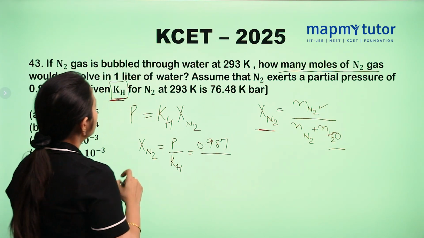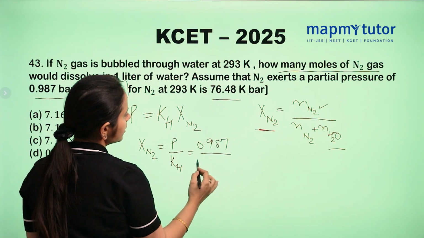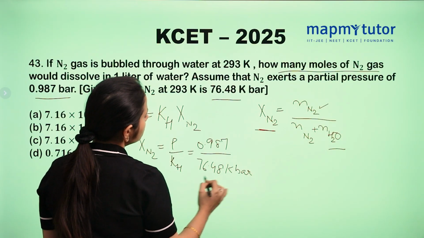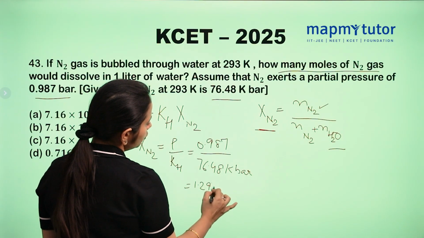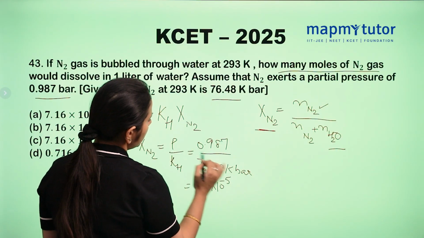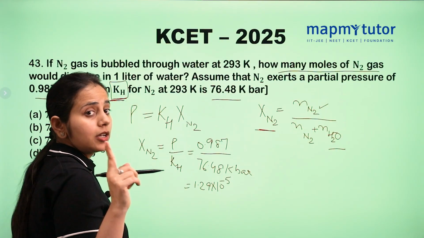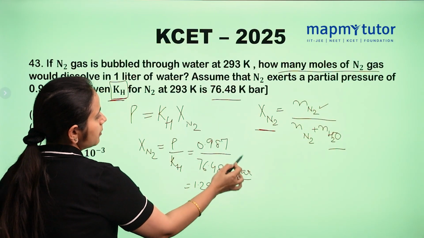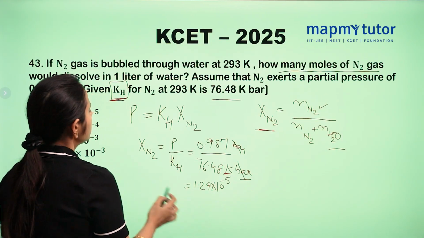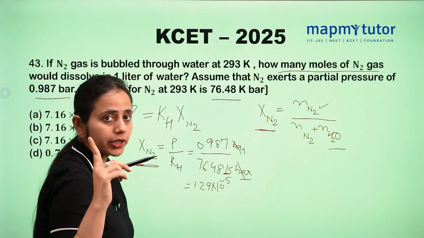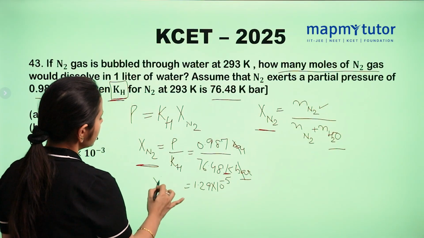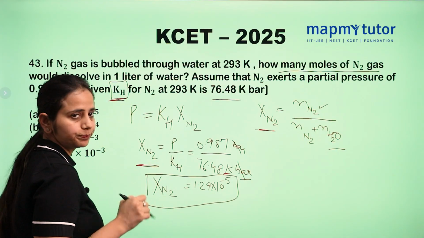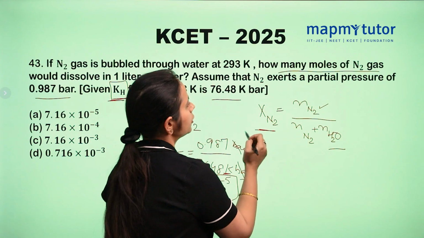0.987 bar. Value of kH, that is 76.48 kbar. So it comes out to be 1.29 into 10 raised to power minus 5. And remember, here this will be converted to 10 raised to power minus 3 and bar will get cancelled, and this mole fraction is always unitless. Okay. X N2 comes out to be this term. Now we will put this value here.